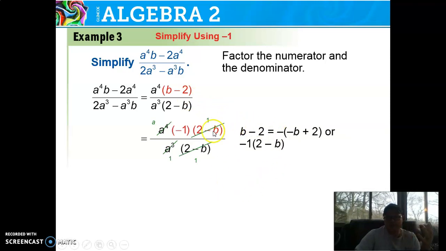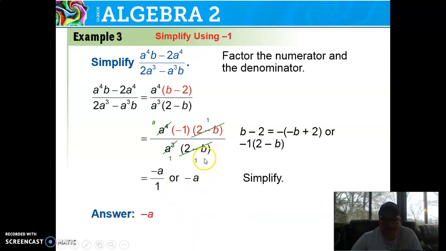If you see what's going on here, what happens when you reverse the order of subtraction, you just get the opposite of the answer. If you factor out a negative 1, then you can turn it into 2 minus b, which will cancel out the 2 minus b on the bottom. A to the fourth and a to the third leaves you with an a on the top. Therefore, this whole expression right here simplifies to negative a. Very complicated, so you might want to pause that and give that another look.